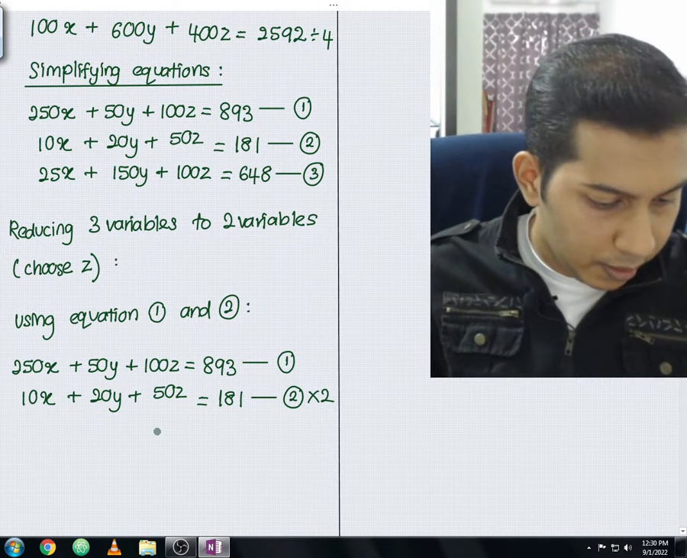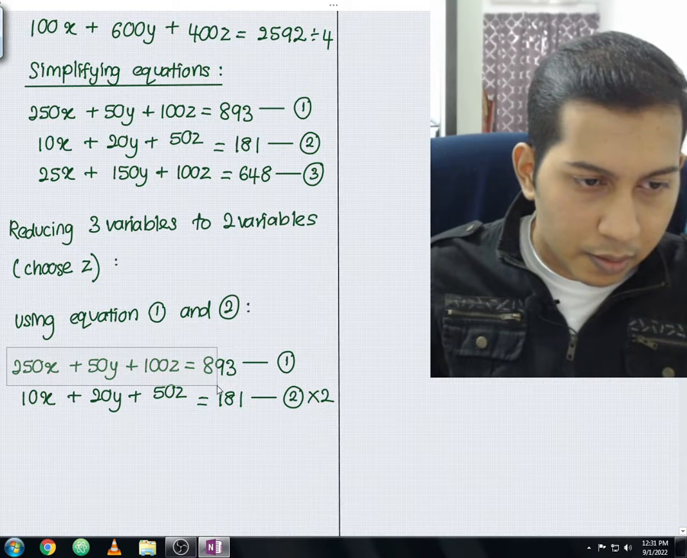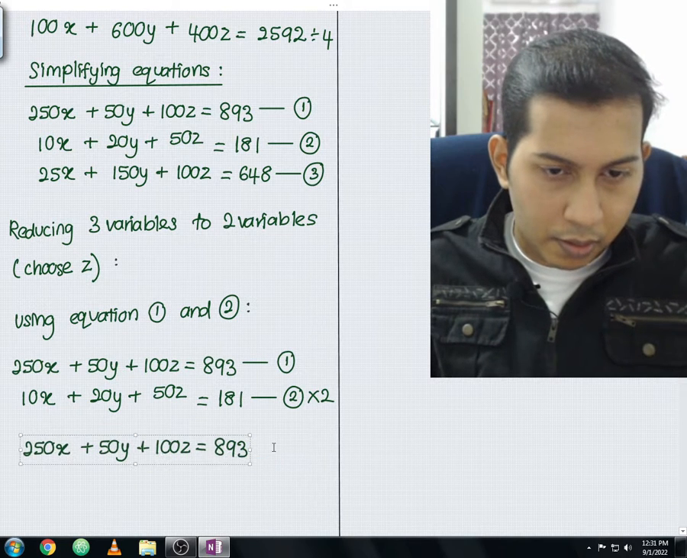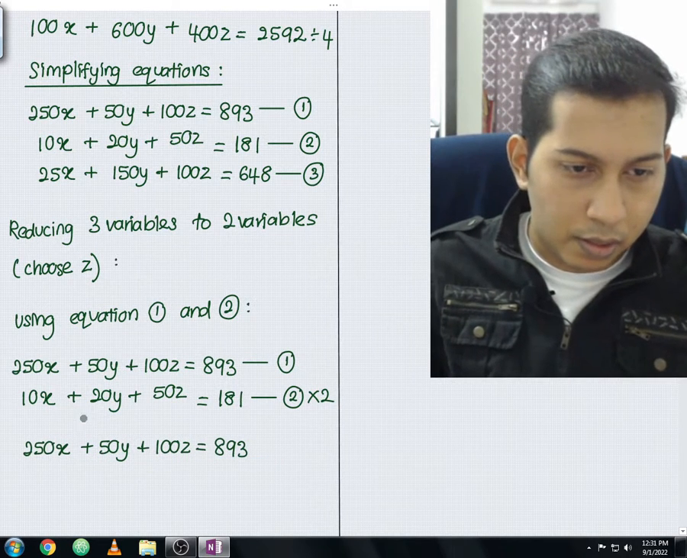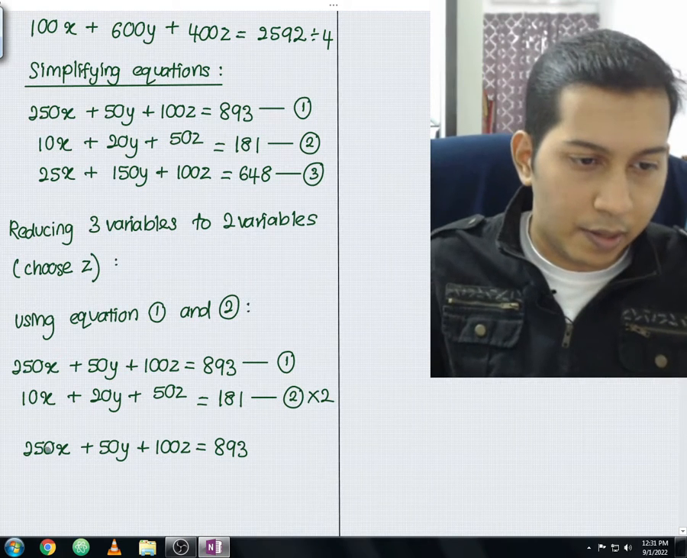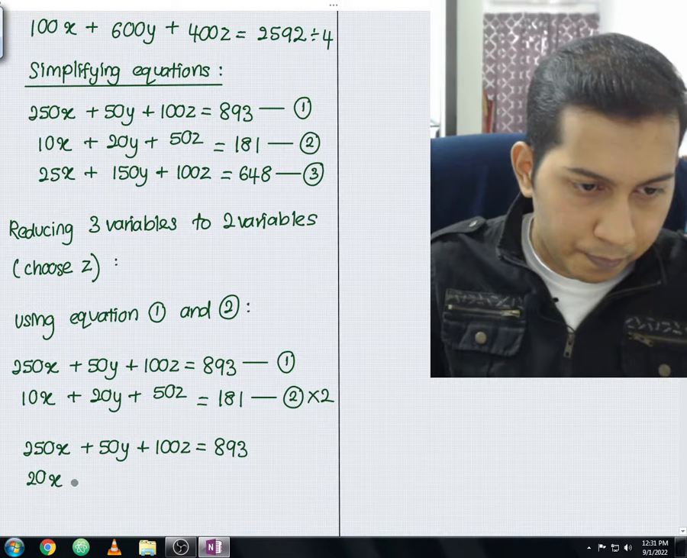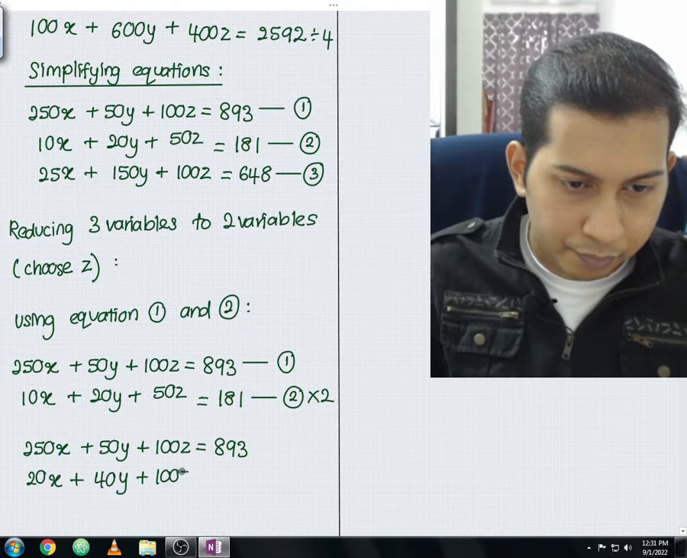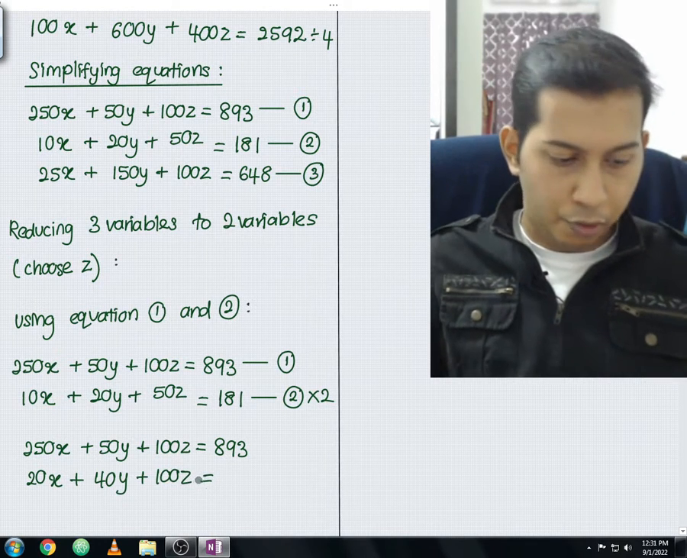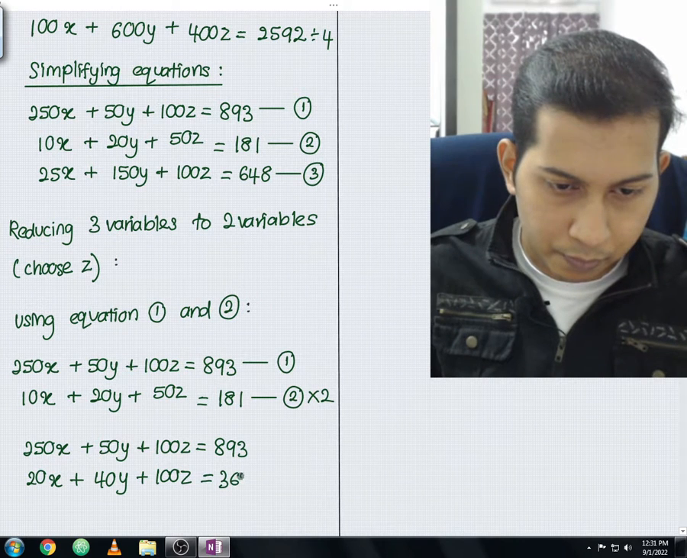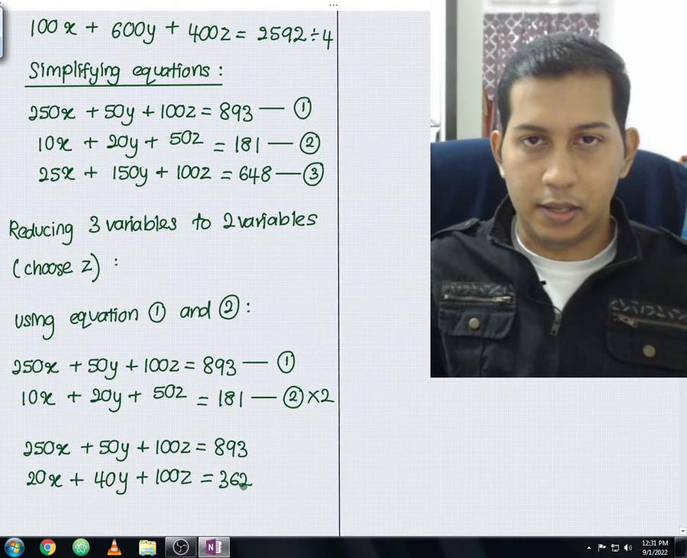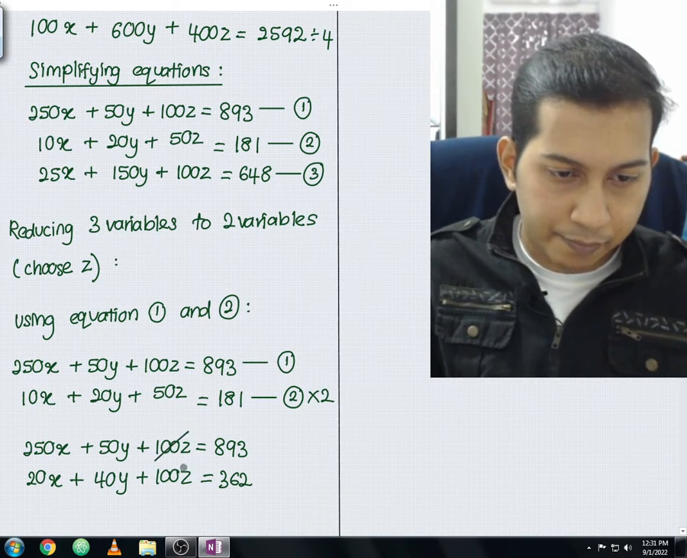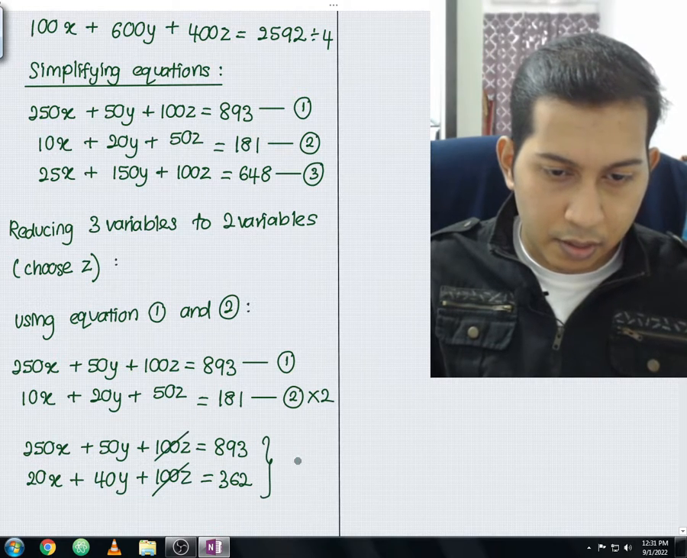So from here, your equation 1 will be remaining the same. However, for equation 2, you will be times the whole equation by 2, right? So it will be 20x plus 40y plus 100z equals to 362. So this is your new equation from equation 2 itself. Since you are going to eliminate the z, these 2 equations, you minus them together.